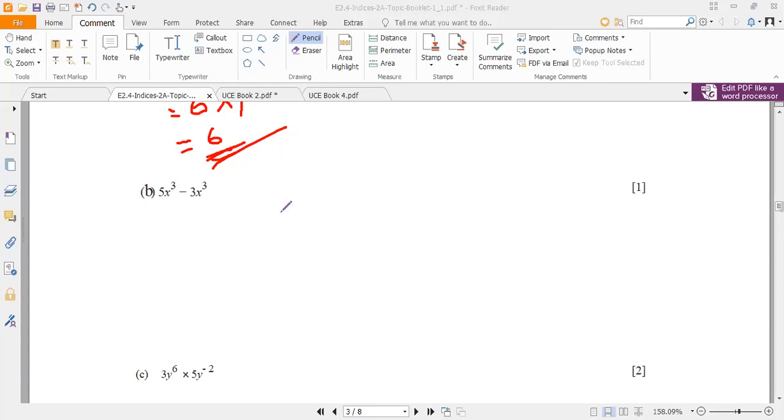Say 2x to the power 3. I said 2x to the power 3. So that is the answer.